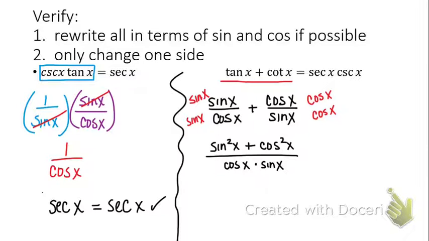We have an identity, right? The numerator, anytime you see sine squared plus cosine squared, that is the primary identity that we started working with a week ago or so. That equals 1. Sine squared plus cosine squared equals 1. So now we have 1, and that's over cosine sine.